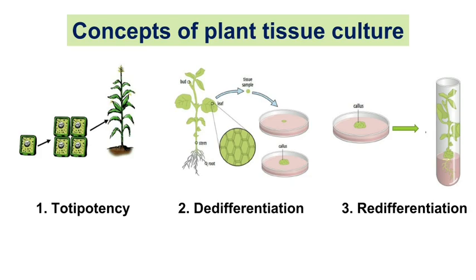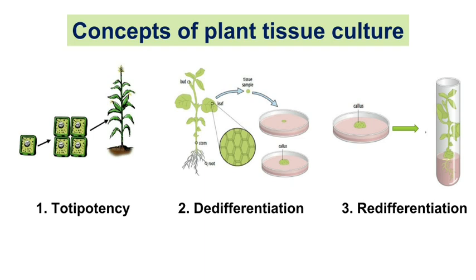And the concepts of plant tissue culture. Totipotency is the basic principle of plant tissue culture. Totipotency means the potential of the plant cell to regenerate into the whole plant. Each and every part of the plant has this potentiality. That's why the tissue culture techniques are achieved.